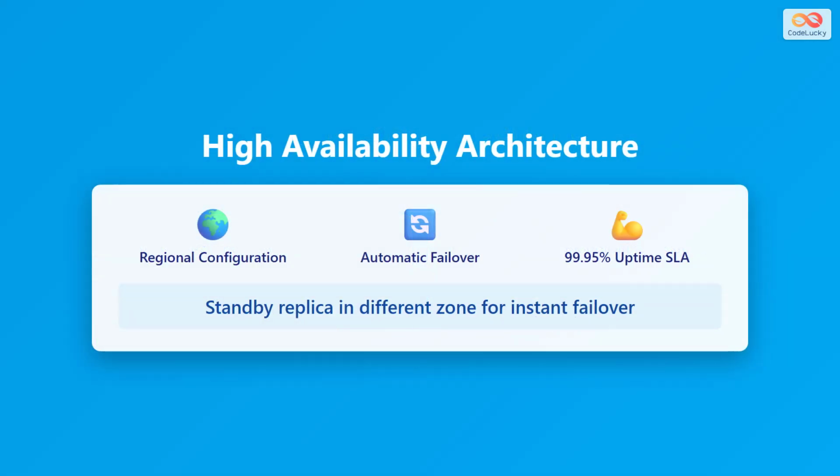High availability is crucial for production applications, and Cloud SQL delivers this through a robust architecture. When you enable high availability, Cloud SQL creates a regional configuration with your primary instance and a standby replica in a different zone. If the primary instance fails, automatic failover kicks in, promoting the standby replica to become the new primary. This happens seamlessly, minimizing downtime. Cloud SQL offers a 99.95% uptime service level agreement, giving you confidence that your database will be available when you need it.